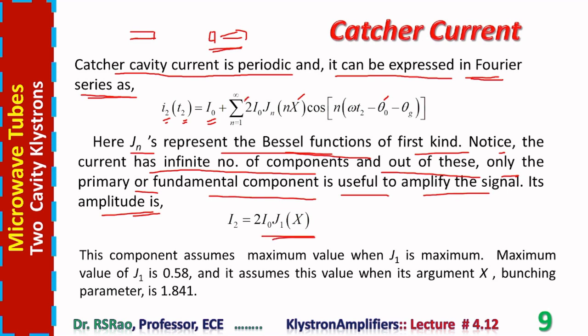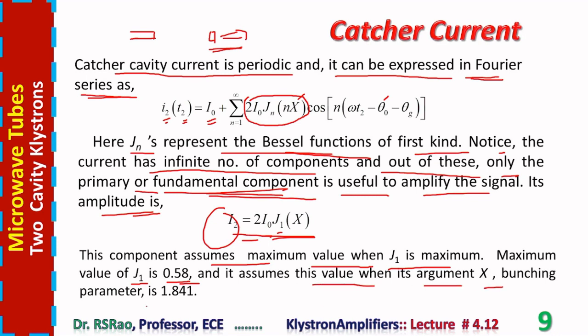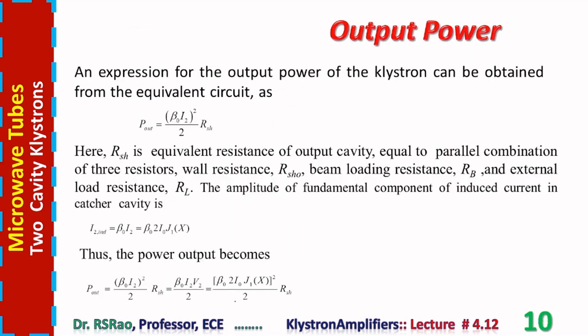This is the amplitude of the fundamental component. Fundamental component means n equal to 1. This component assumes its maximum value when J1 is maximum. I2 is maximum when J1 is maximum. The maximum value of J1 is 0.58, and it assumes this value when its argument, the bunching parameter, is 1.841. This piece of information is useful while calculating the maximum possible efficiency or maximum possible output power from the device.